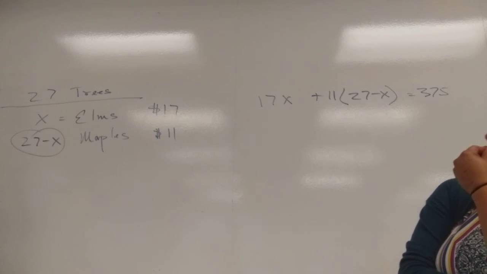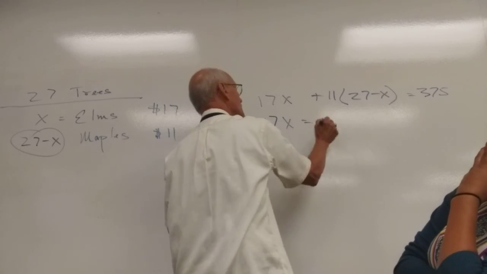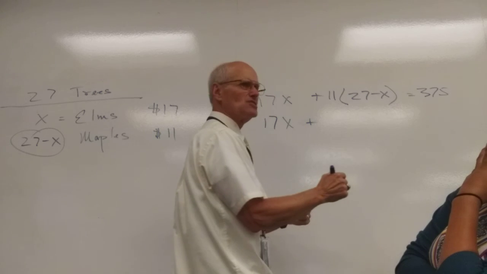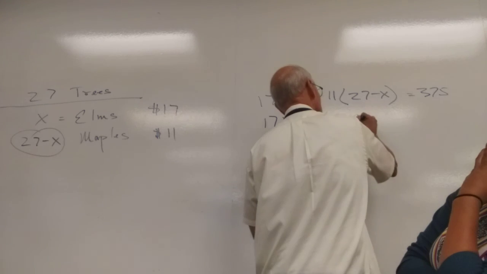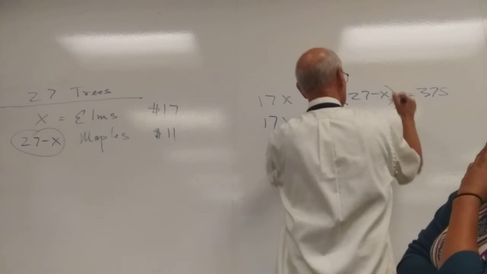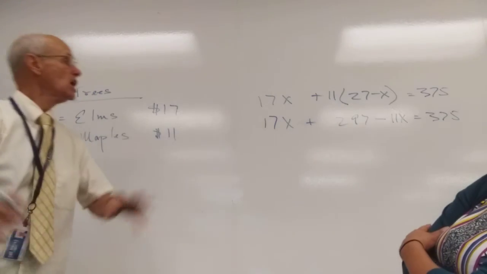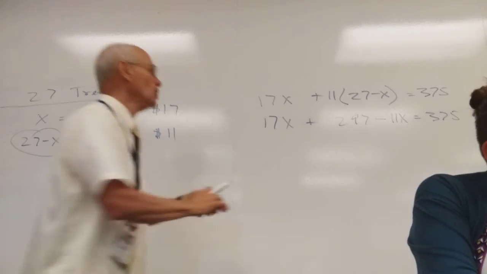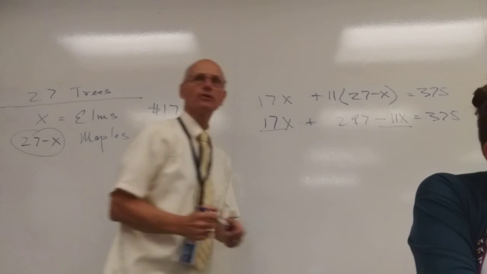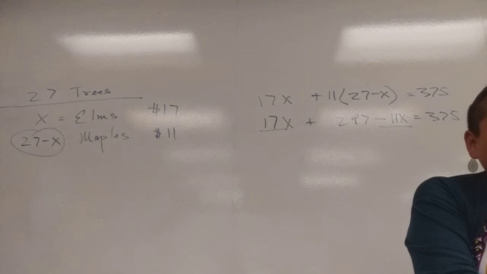Solving it isn't that bad. Can you simplify? What's 11 times 27? 297. 297 minus. Okay? Simplify. Look at the new problem. Can you simplify? Yes. These two are not right next to each other, but they are both on the same side of the equal sign. How much is 17X minus 11X? 6X.